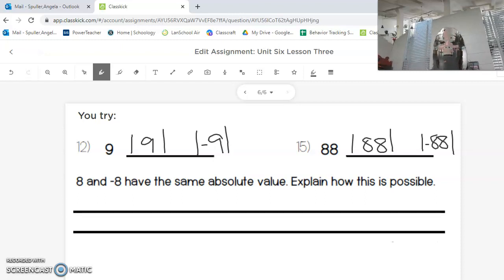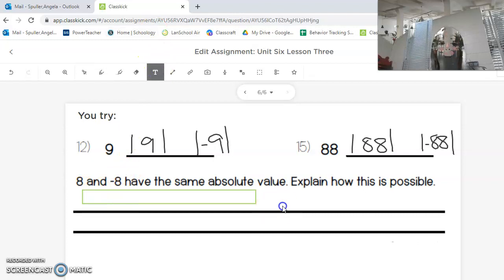Okay, let's look at this next question together. 8 and -8 have the same absolute value. Explain how these 2 numbers have the same. Okay, so what did we say that has to happen for it to have the same absolute value? Pause the video, write down your thoughts, and then come back here.